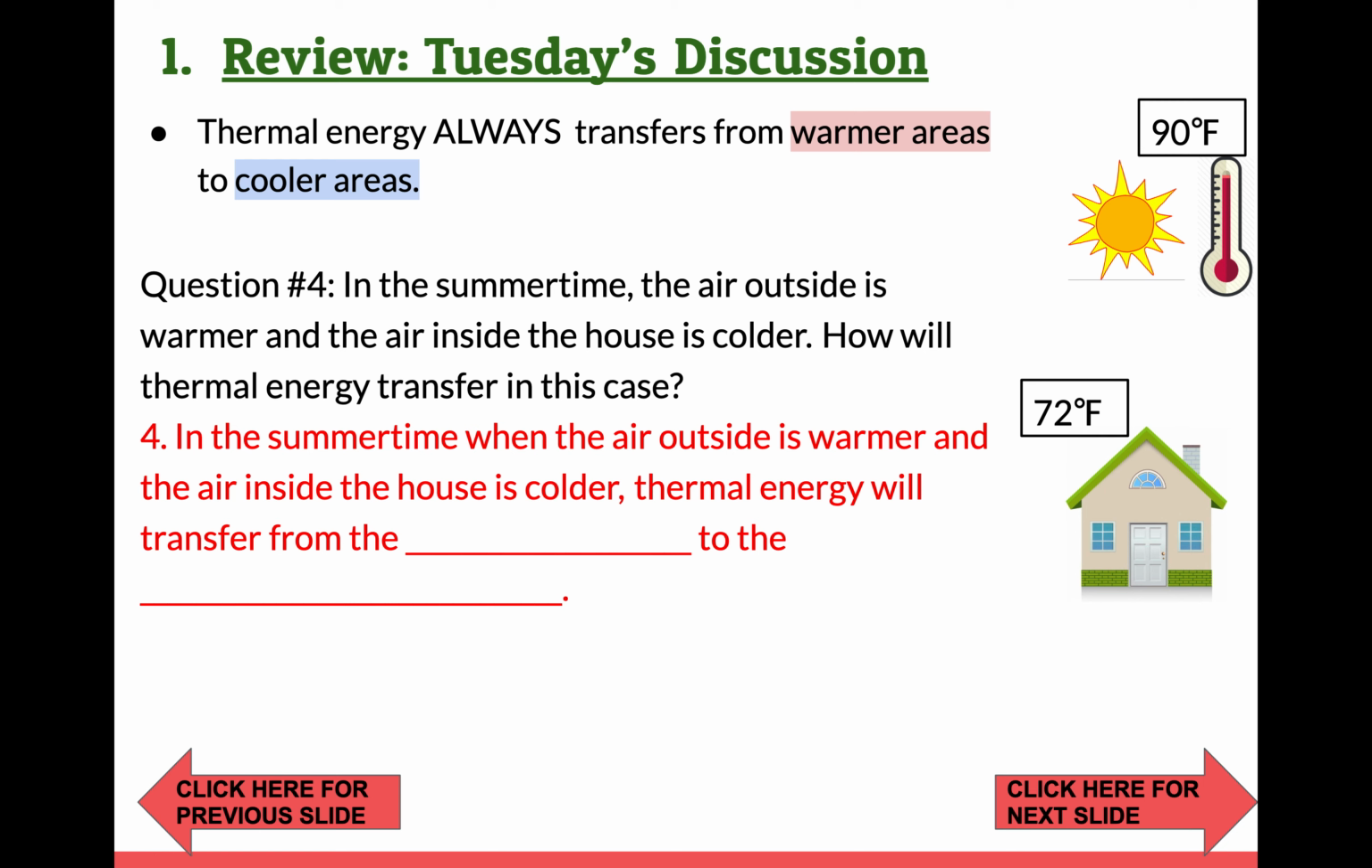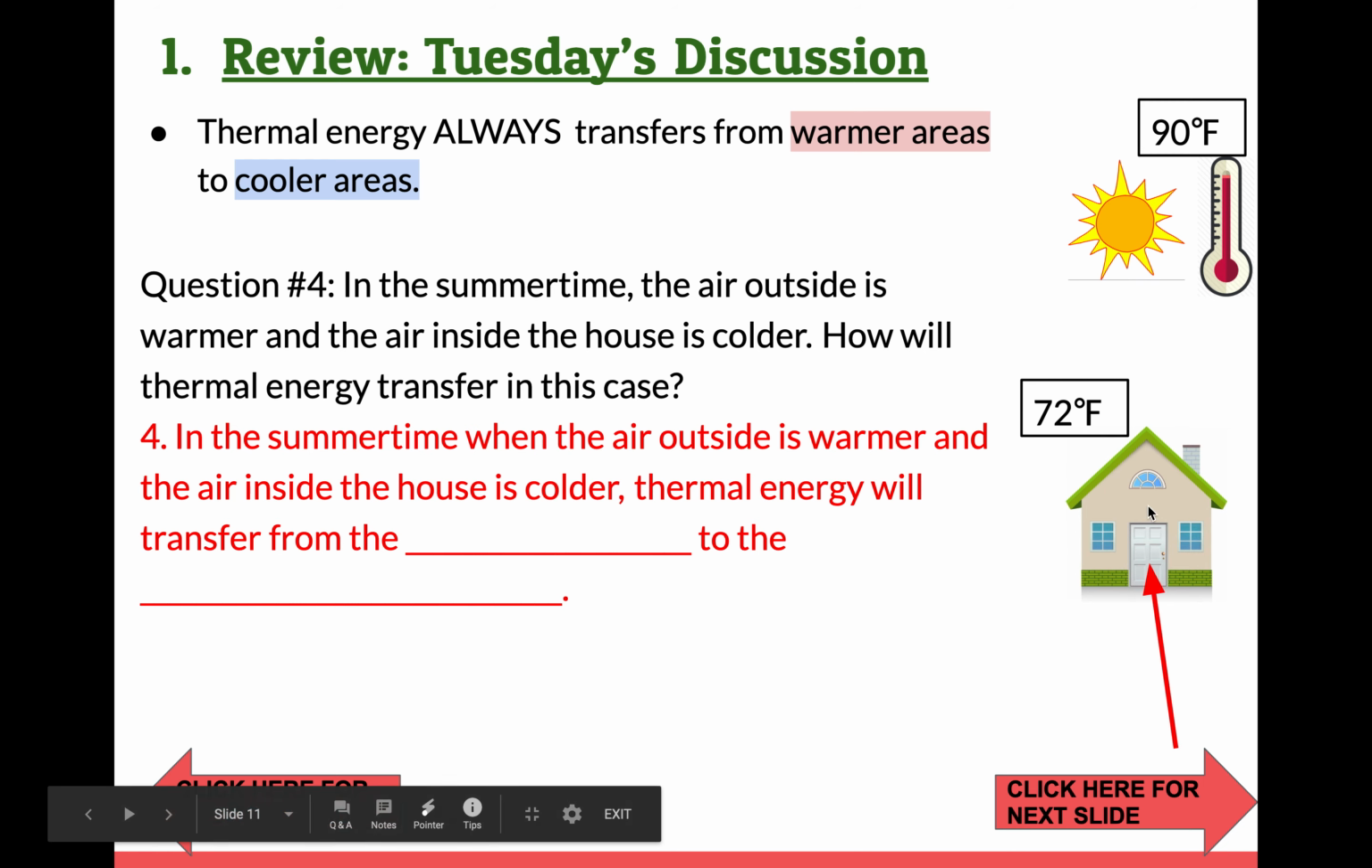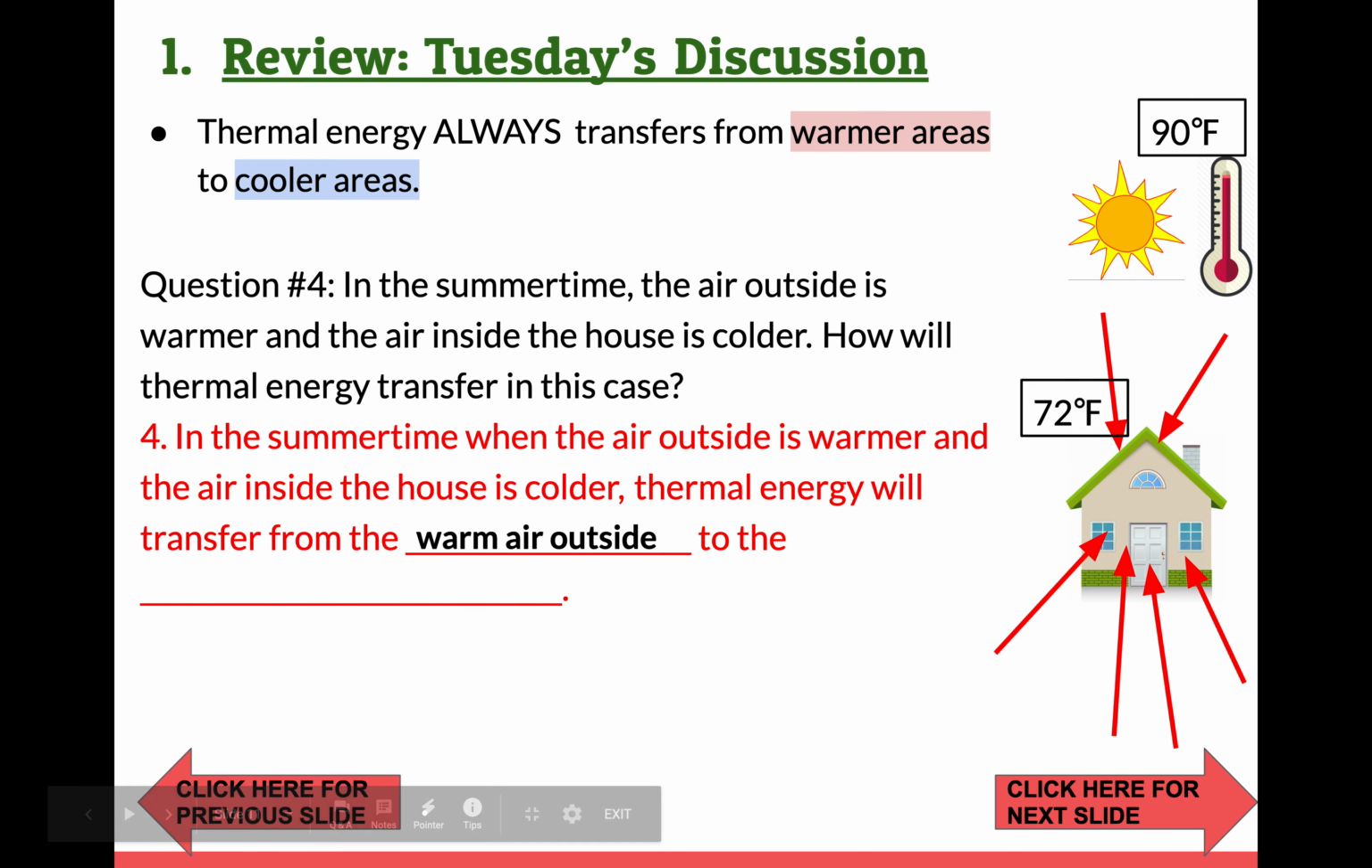Well, like we said, it always goes from hot to cold, from warm to cold. So if the outside is warmer, the arrow is going to go into the house because the house is colder. So thermal energy will transfer from the outside of the house to the inside of the house. So again, in the summertime, thermal energy will transfer from the warm air outside to the colder air inside the house.